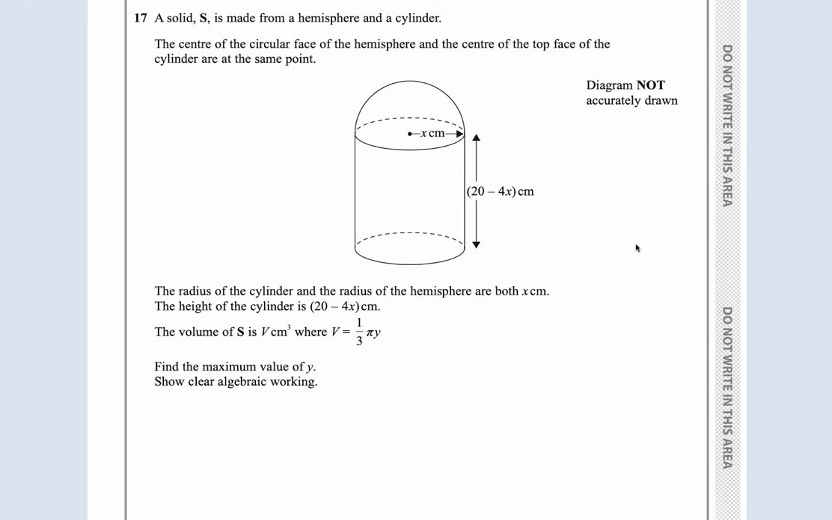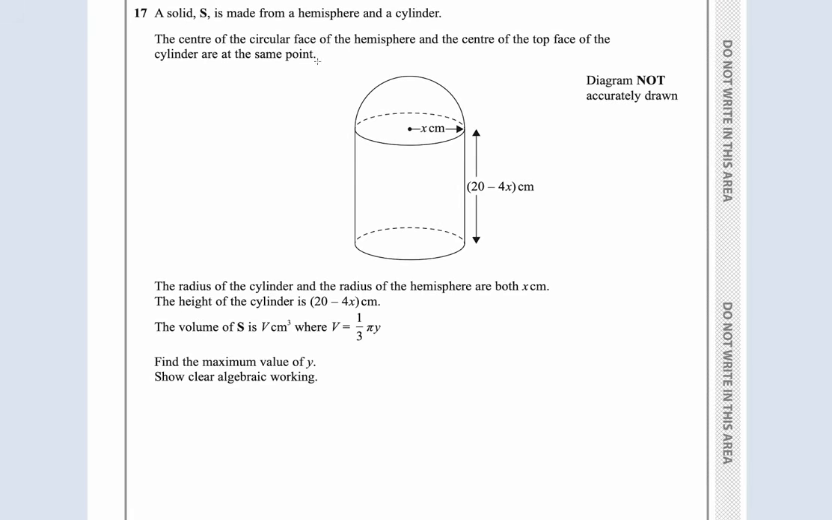Question 17. Okay, we have a solid. There's a hemisphere on top of a cylinder. Radius is x. Height of the cylinder is 20 minus 4x. The volume of S is V, where V equals this. Find the maximum value of Y, right? This, guys, I'll warn you, is a very difficult question. It's volume of shapes along with calculus.